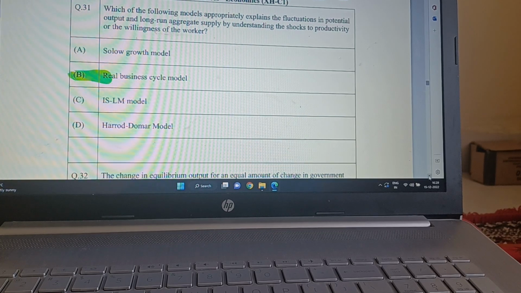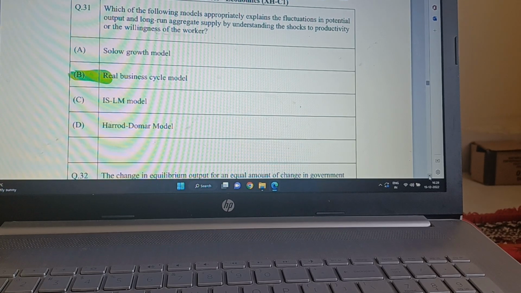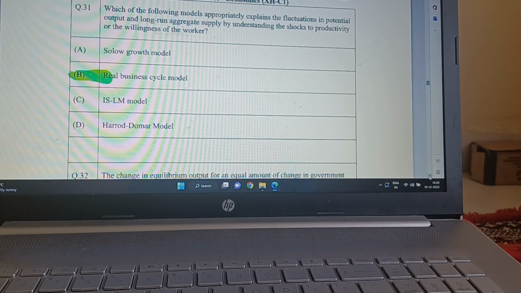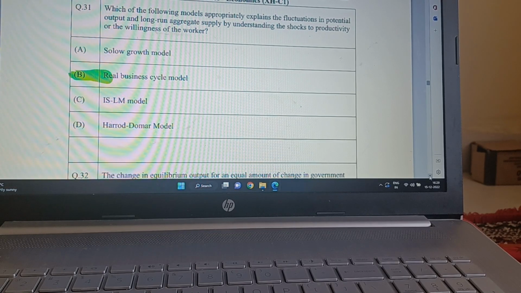It doesn't talk about IS-LM or government policies. It talks about how only the workers' willingness and the technological shocks, which is shocks to productivity, cause business cycles. So this theory is the essence of real business cycle. Hence B is the correct answer.